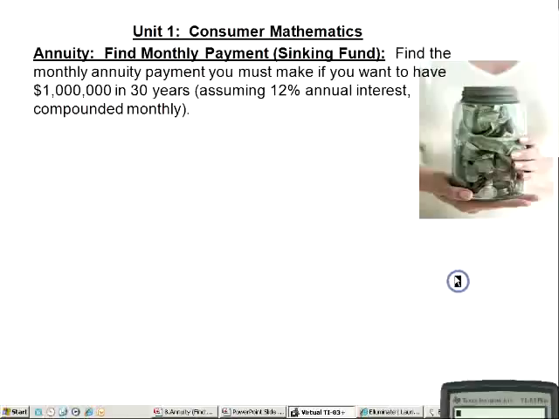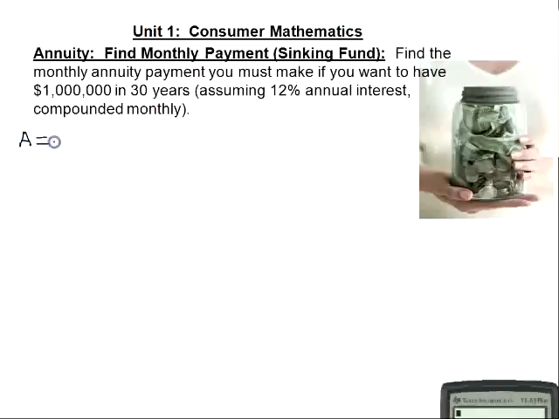Find the monthly annuity payment you must make if you want to have $1 million in 30 years, assuming 12% annual interest compounded monthly. Okay, we're talking about an annuity. The future value of an annuity, the amount, is equal to the payment times this quantity.